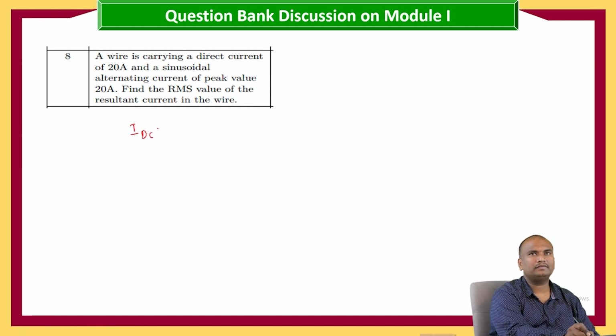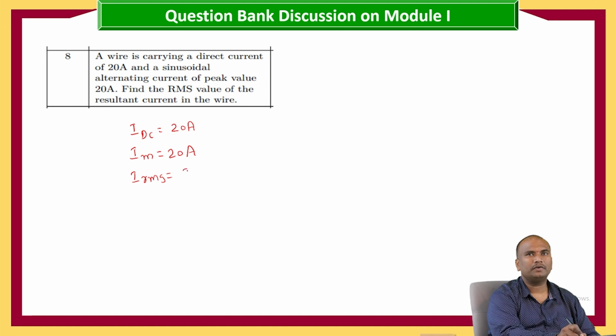Here IDC is given as 20 amperes, and the peak Im value in the AC is given as 20 amperes. Here I RMS is equal to 20 by root 2. So these are the two currents which are flowing, IDC and IRMS.